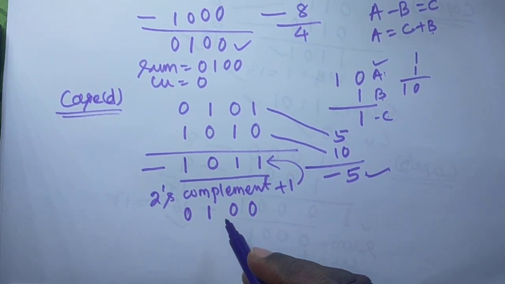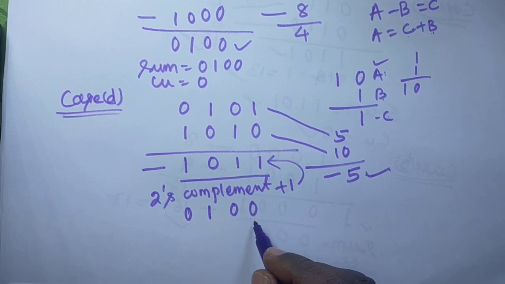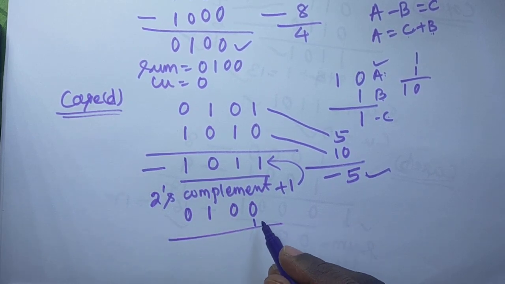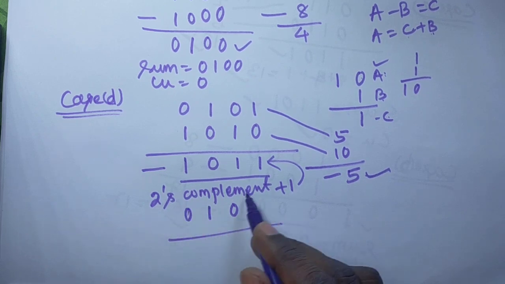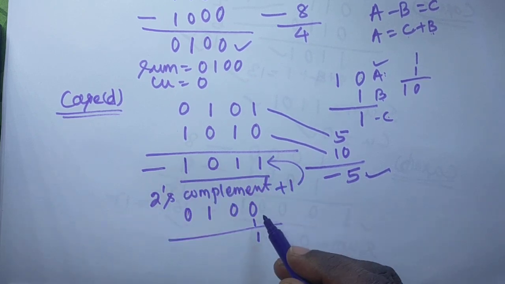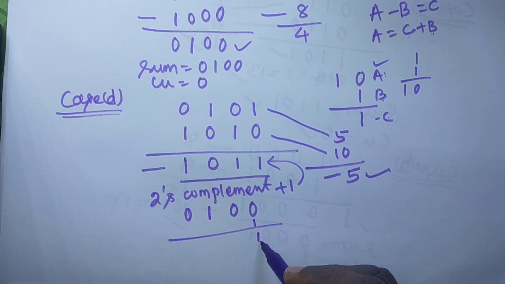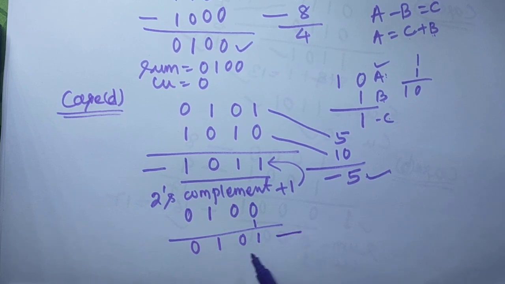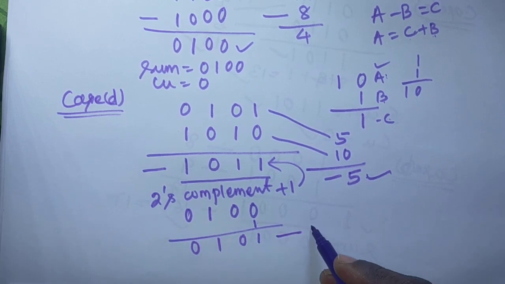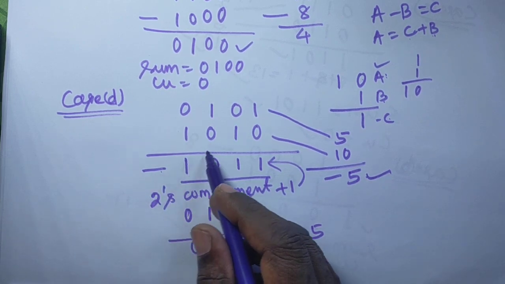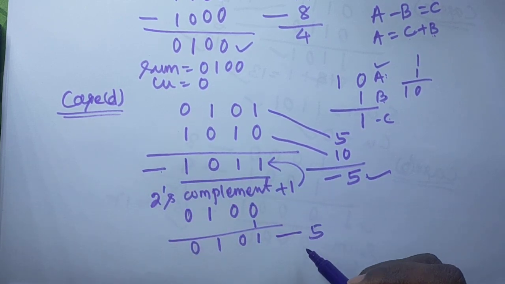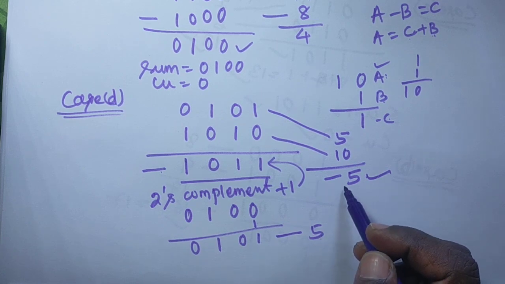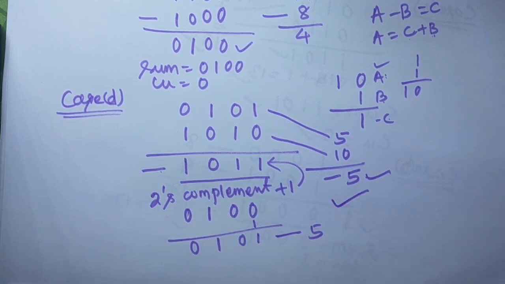All of you see, the number is 0, 1, 0, 0. We just add 1, because it is the 2's complement plus 1 of this number. So 0 plus 1 is 1, here is 0, here is 1, here is 0. So what is the total number? 4 plus 1, that is 5. Which number is this one? A negative number. So whenever we take the 2's complement plus 1, we can consider it a negative number.